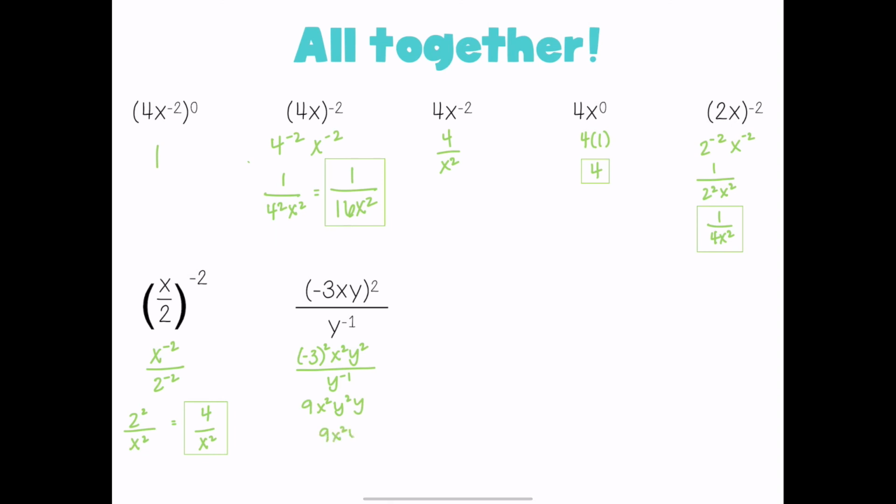Now, when we are multiplying things with exponents, we can add them. 2 plus 1 is 3. And that's as far as we can go.